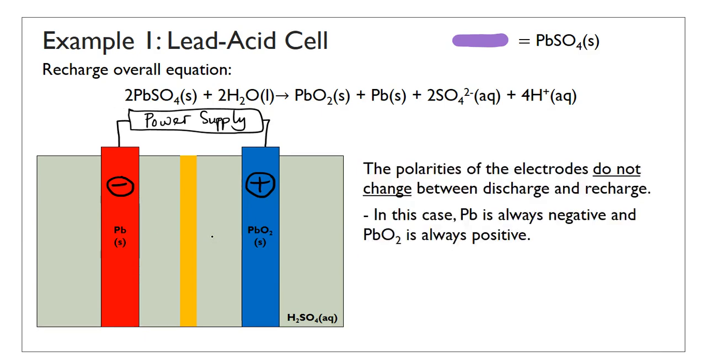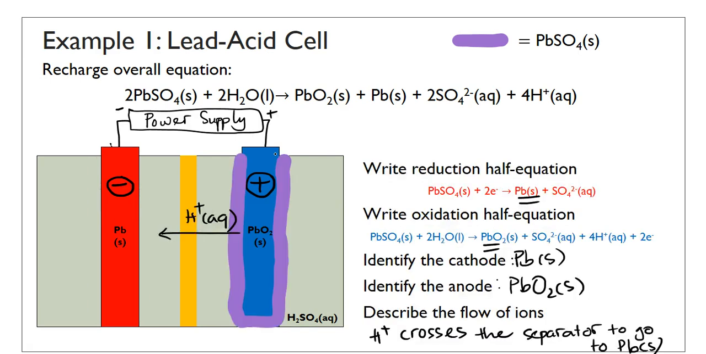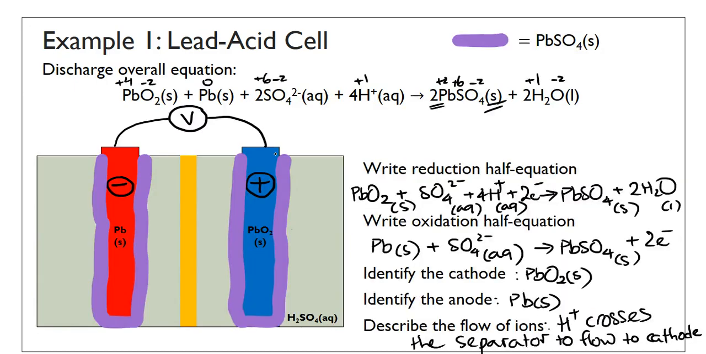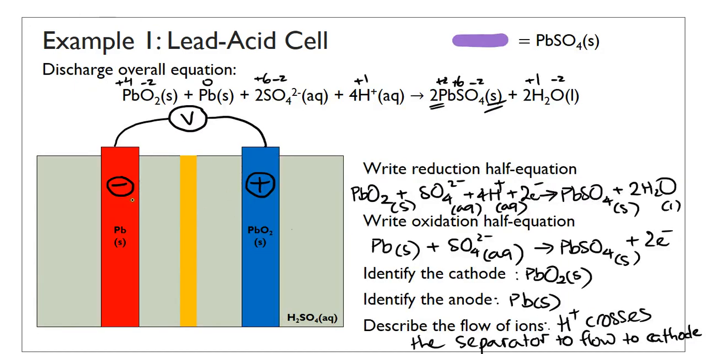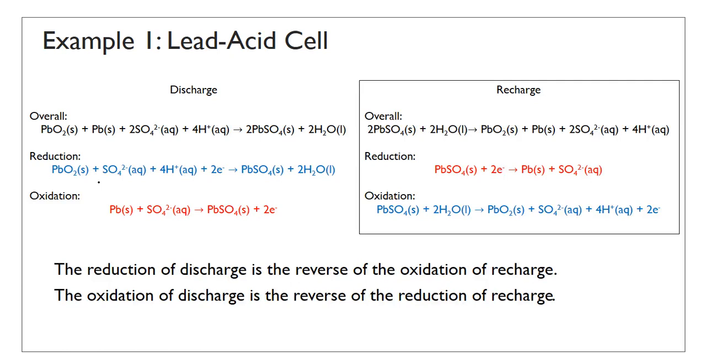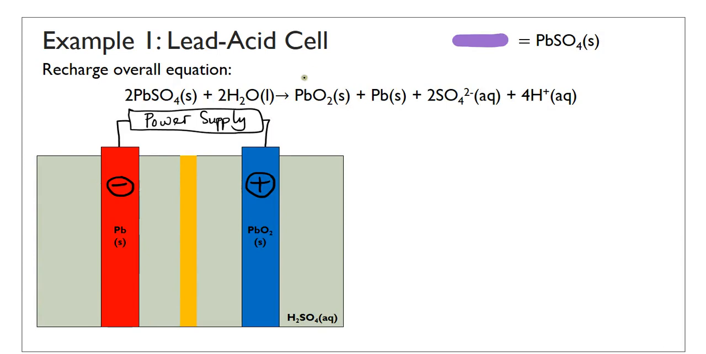Yes, one last thing is to talk about the polarities of the electrodes. Notice how this stays negative and this stays positive throughout the entire process. If we go back a few slides, this is discharge, and during discharge, the cathode was PbO2, which is positive, and the anode was Pb, which is negative. If we go through the entire process, you will see that even during recharge, the Pb electrode remains negative and the PbO2 electrode remains positive.